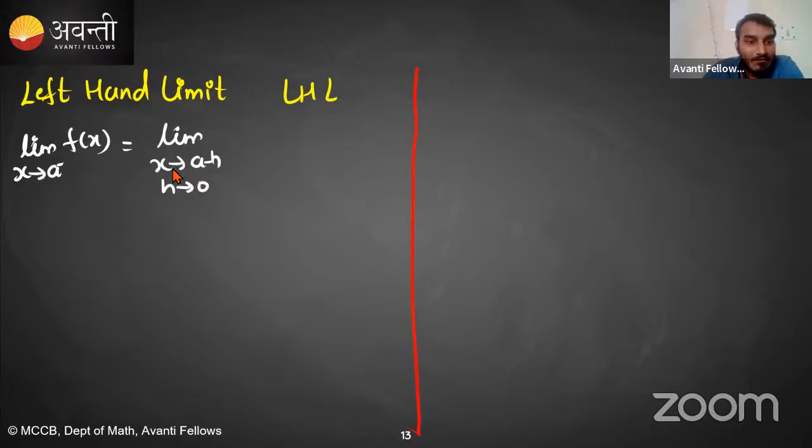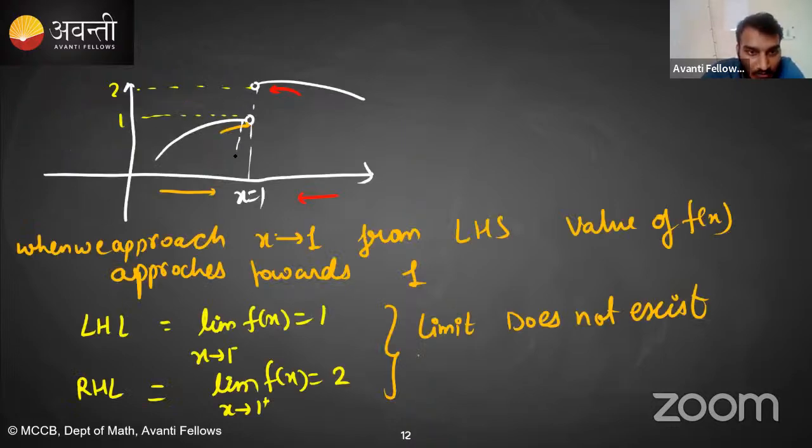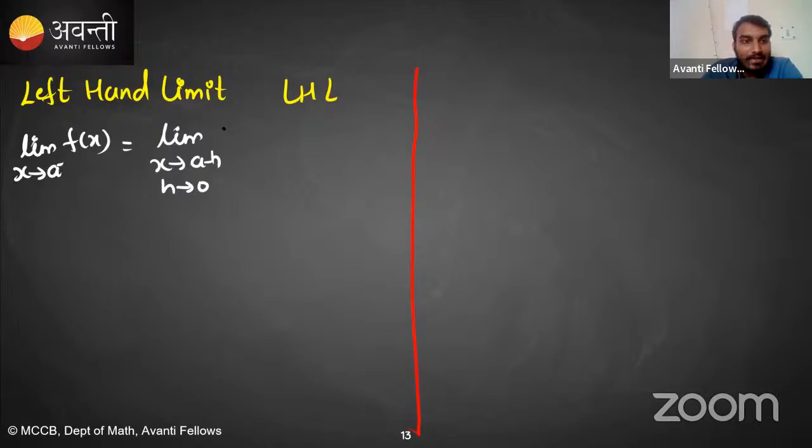So when I'm approaching a minus h, see, this is what a minus h means. This is nothing but 1 minus h, and this is nothing but 1 plus h. Okay, clear? So limit x tending to a minus h, where h is tending to 0, f of x. This is LHL. This is nothing but f of a minus.